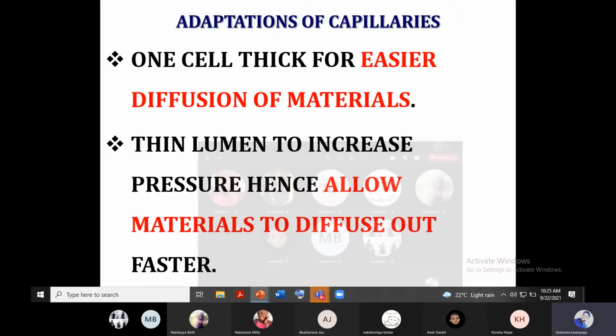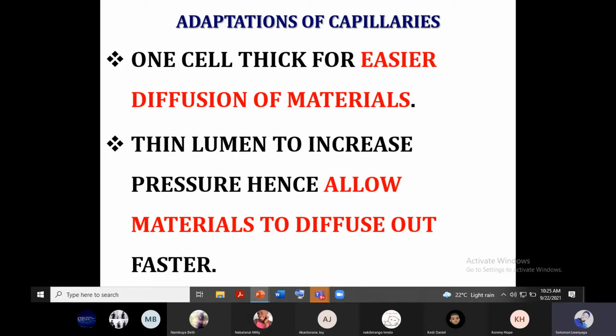Let's go back to our lesson. I was talking about the adaptations of capillaries. I said they have a thin lumen to increase the pressure to allow materials to diffuse out faster. Let me explain. How many of you have ever washed a car using a pipe, and then you squeeze the front part of the pipe so that water comes out faster? What you do is you are changing the size of the lumen through which water is passing. When that happens, water which is already in the pipe has to force itself through the narrow lumen in front. And that pressure that is generated is what results in ultrafiltration.